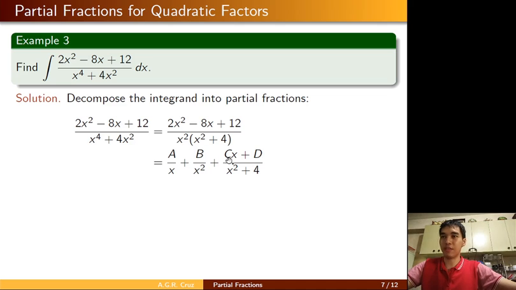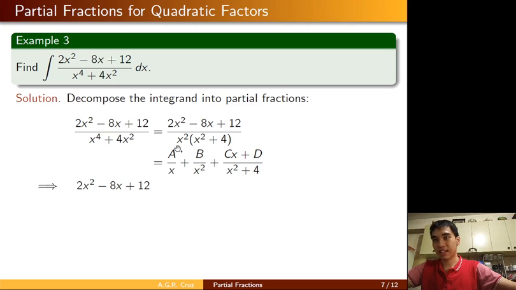Our go-to technique for that is clearing out denominators. So in particular, let's multiply both sides of this equation by x to the fourth plus 4x squared. If you multiply that on the left, what will happen when you multiply this by x to the fourth plus 4x squared? This will cancel out, no? That leaves you with only the numerator. Then on the right, what will happen if you multiply all of this by x squared times x squared plus 4? Let's go over this one by one.